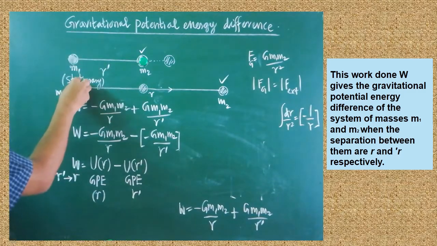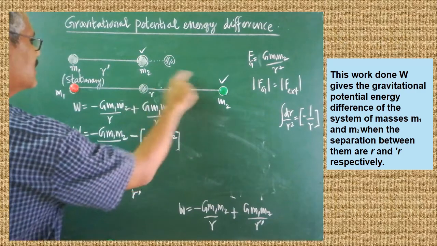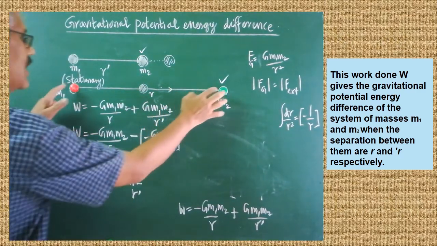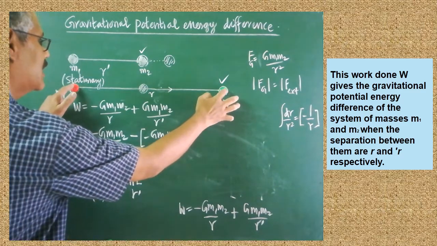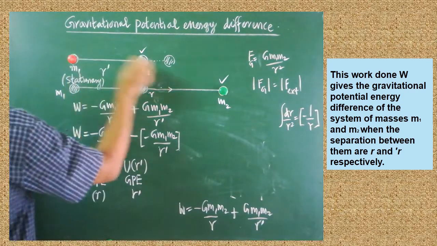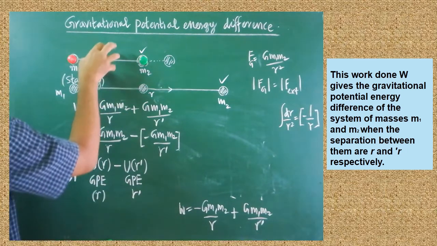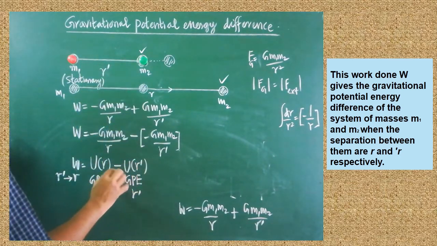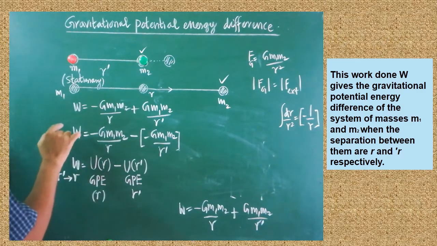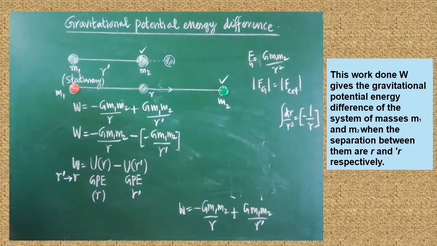Is it clear? When the object is kept in between these two, what is the distance? Within this distance, some amount of gravitational potential energy is stored up. First you have to calculate the gravitational potential energy when they are kept apart at a distance of r. That should be substituted. After this, these two masses should be separated by the distance r dash. Now also you have to calculate the gravitational potential energy. Find the difference. That difference will be equal to the work done in moving the object from r dash to r distance. Are you clear?